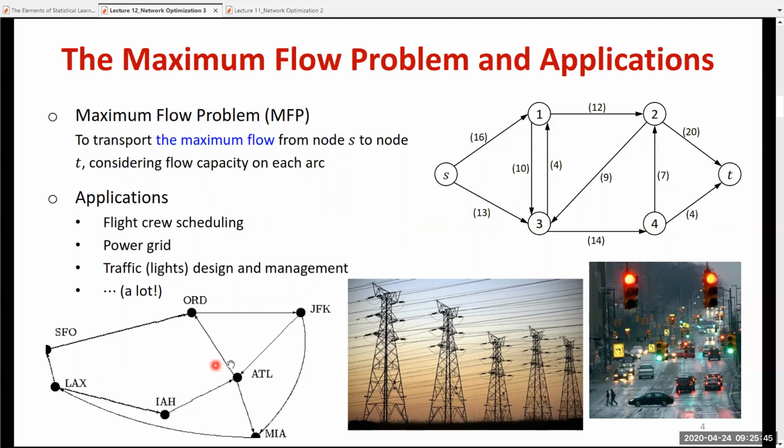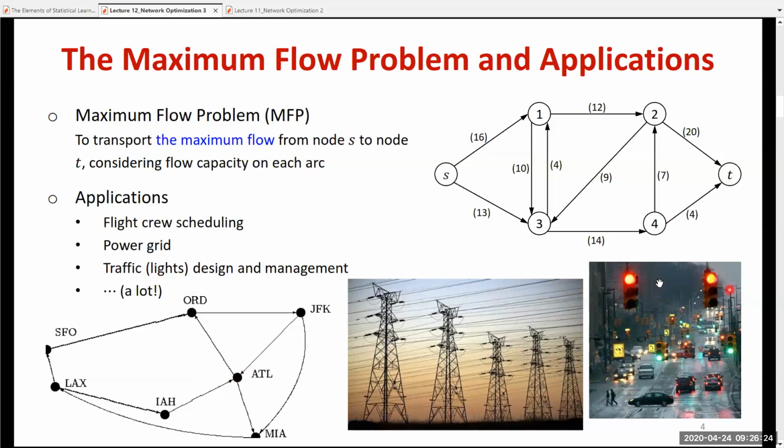And also you may need to consider that, for example, from ORD, I don't know what is ORD, Orlando? No, Orlando should be here. Miami, for example. Let's talk about Miami. Suppose you go this way from San Francisco to Los Angeles, then to Miami, to Atlanta. You need to consider that some flight crews may need to be transported from Miami to Atlanta as well. So how do you really build a system that considers all these problems, this kind of scheduling, maximum flow problem? And then not to mention this kind of traffic lights design or management.